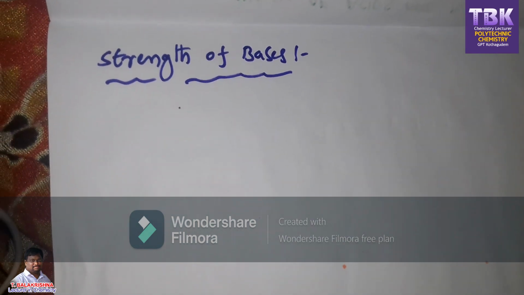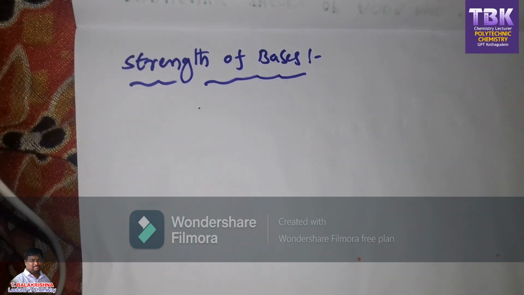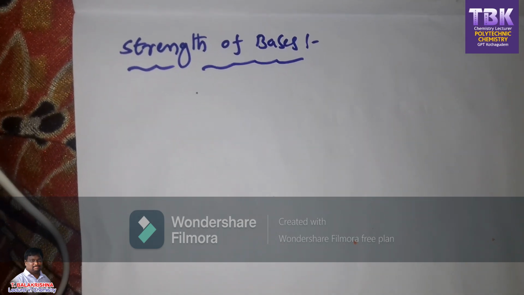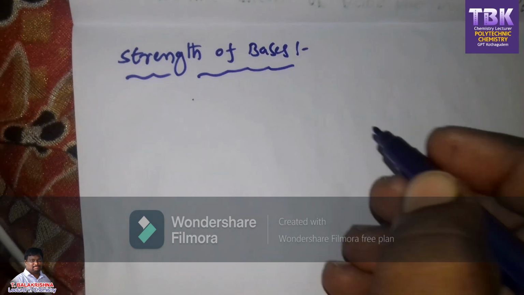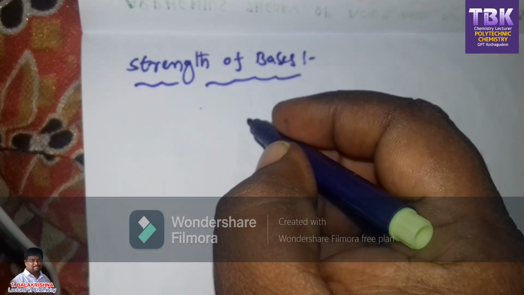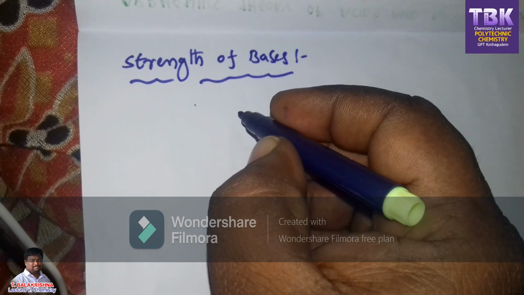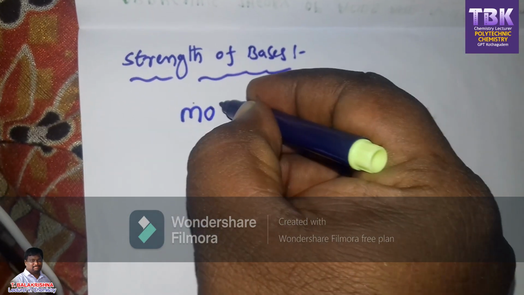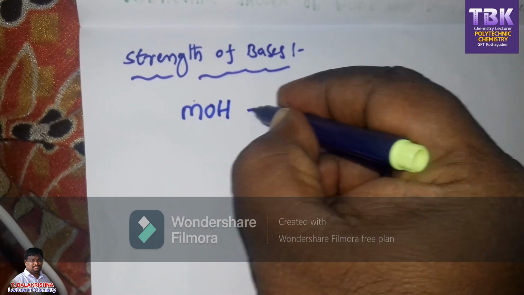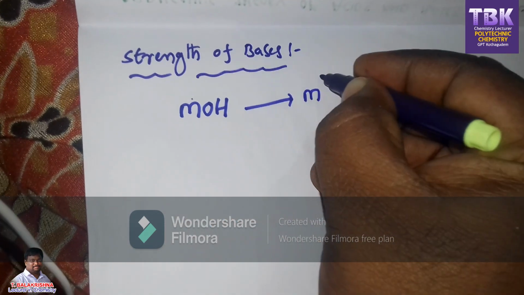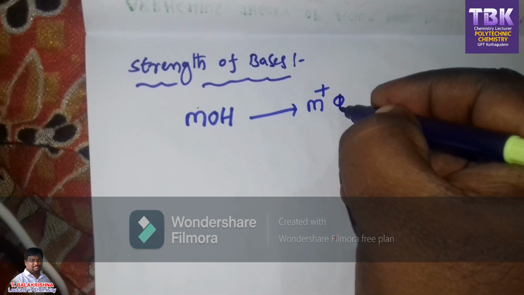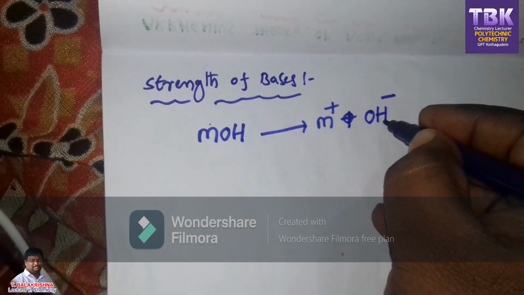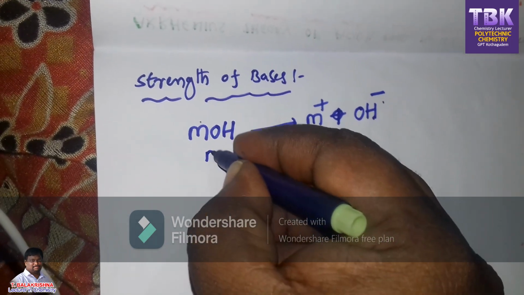The strength of bases. The strength of bases in the Arrhenius concept is based on the rate of ionization. The rate of ionization depends upon the dissociation constant of the base. We already learned the general formula of the base is MOH. It is split into M plus and OH minus. It produces OH minus, so that is a base.